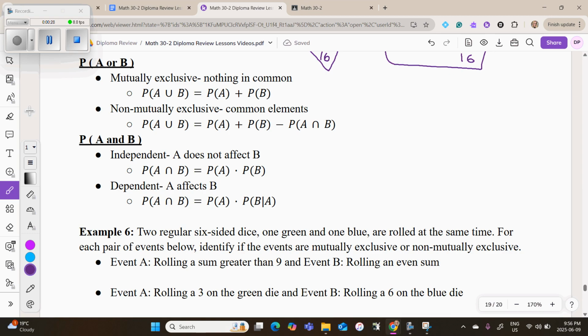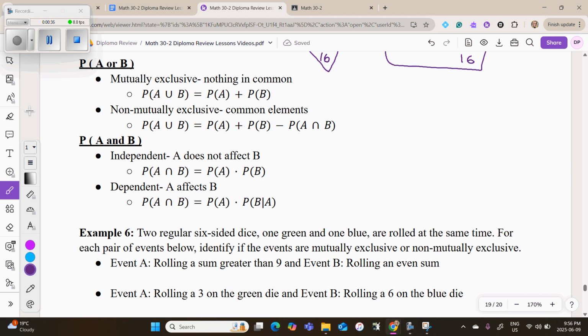So let's talk about the word or first. Or can have two different meanings. You could have two events that are mutually exclusive, which means that they have nothing in common, in which case the formula just says that you add the probability of those events together. For example, the probability of rolling a 6 on a die or a 5 on the die, because they cannot happen in a single trial.